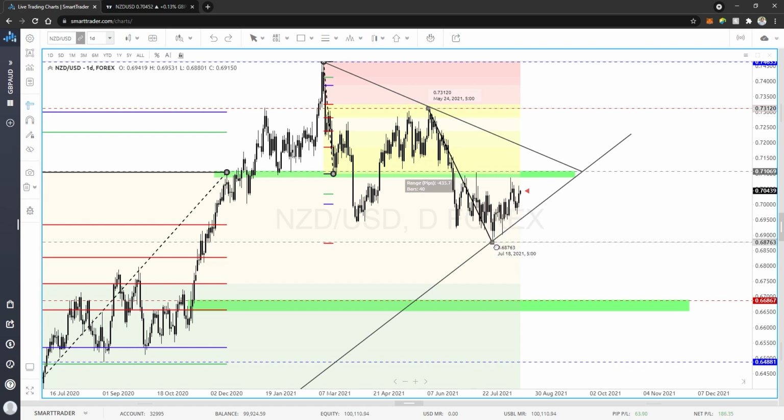431 pips over 40 bars, so 40 days. That's dope. Okay, and so now price is trying to form a new fib. So we must not have gotten A, B. Oh, look at this zone.